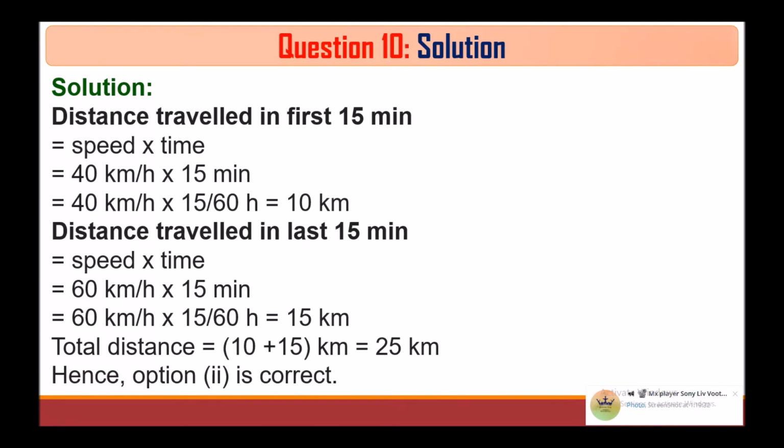Distance traveled in the last 15 minutes is speed into time. So 60 km per hour into 15 minutes. So 60 km per hour into 15 divided by 60 hours. So that is 15 km. So total distance equals 10 plus 15 km, that is 25 km. So the correct option is the second one, 25 km.